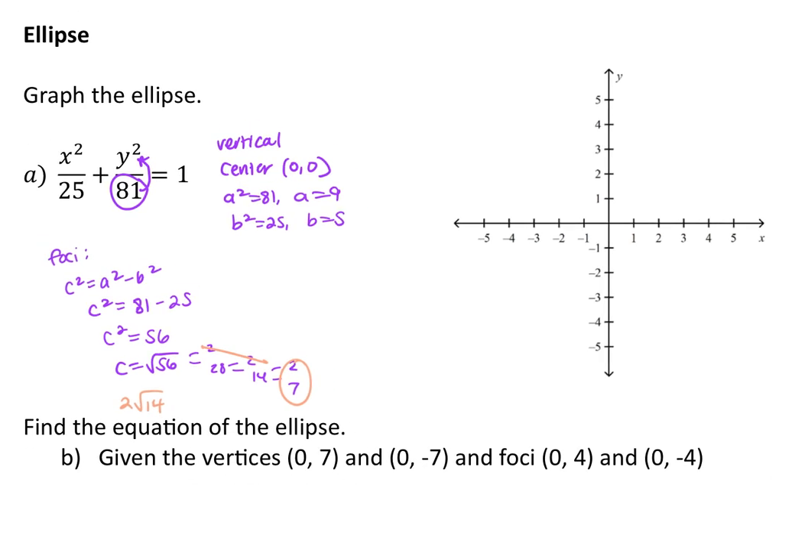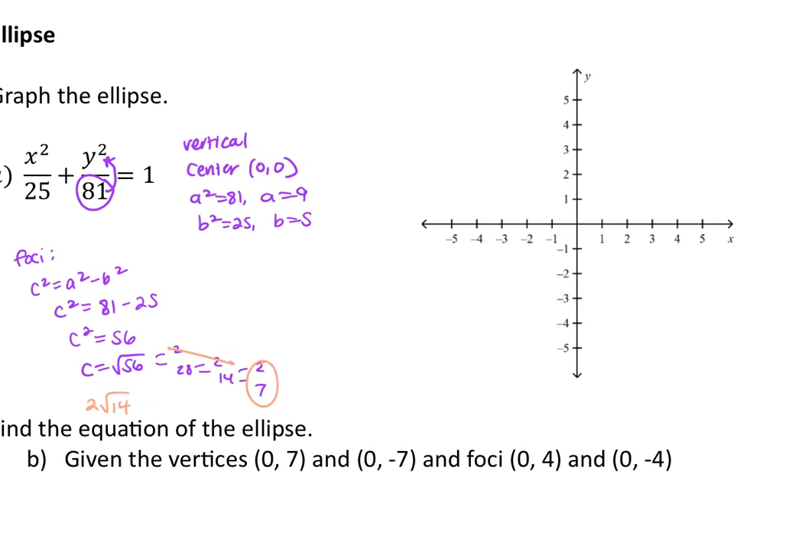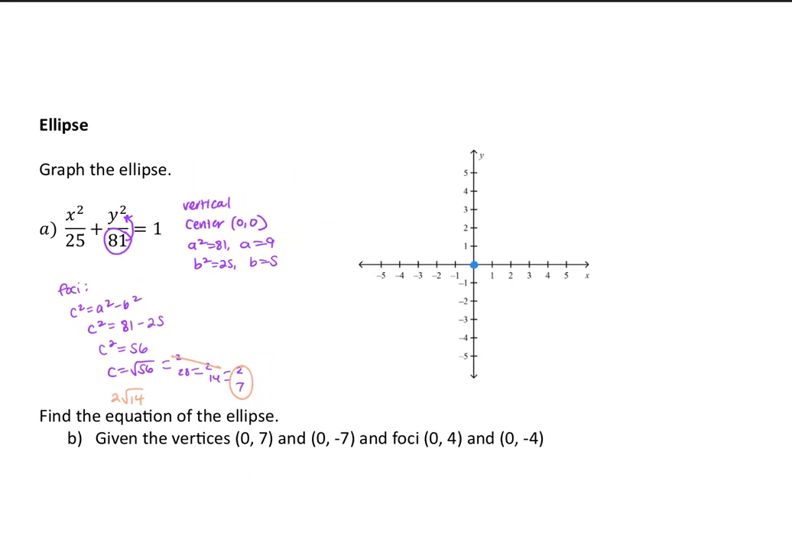Okay, so my center's at 0, 0. It's vertical, so we go up and down the A. So the 9 somewhere up here, the other negative 9 somewhere down here. Those would be your vertices. The B is 5. We go right and left the 5. And then I'm going to make my curve as best I can.